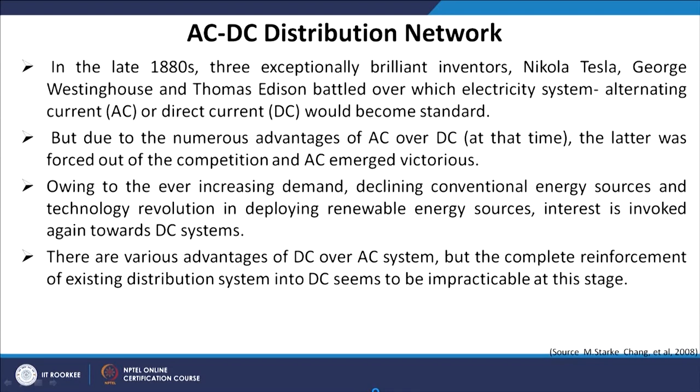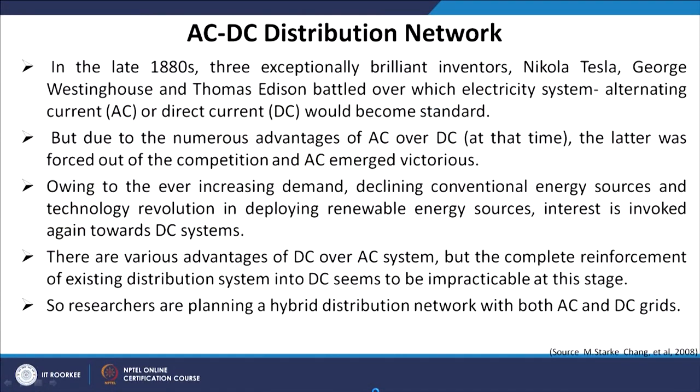There are various advantages of DC over AC, but the complete reinforcement of the existing distribution system is next to impossible, and hence DC seems to be impracticable at this stage. So what we have to consider is that the AC system is in place along with DC. A part of the distribution system could be DC in nature, but the replacement of the AC system by DC is next to impossible. So researchers are planning a hybrid distribution network with both AC and DC grids.